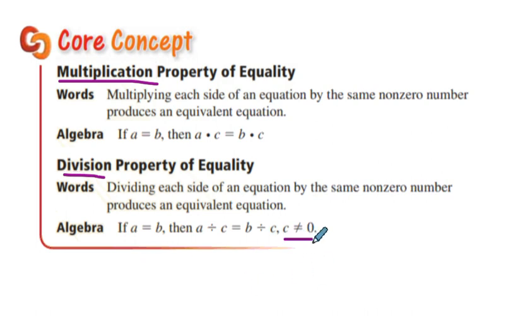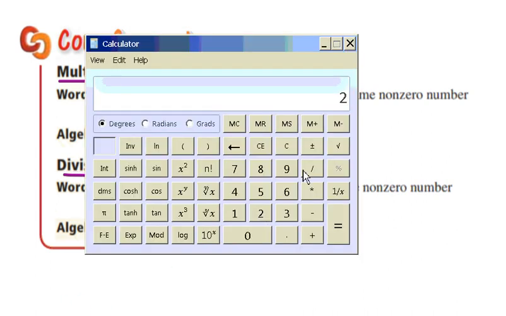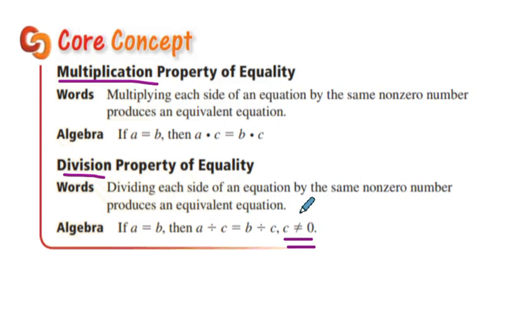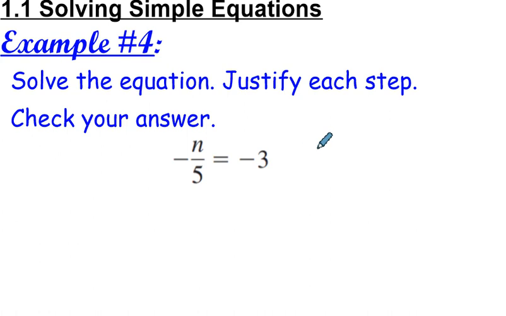The only condition here is that c cannot be equal to 0. You can't divide by 0. If you try to put dividing by 0 in a calculator, you are going to get an error. And I mean, that makes sense. You're trying to take two things and divide them into 0 groups. You can't do that. It's impossible. So there is no way to divide by 0. That is why we've got this condition on the division property of equality. So let's try to apply that.